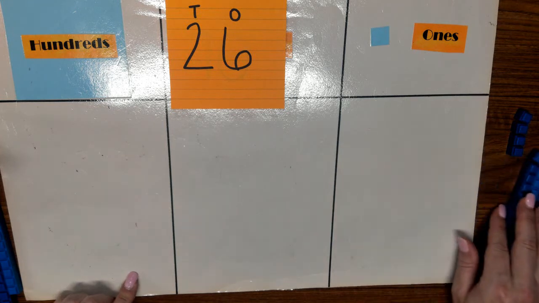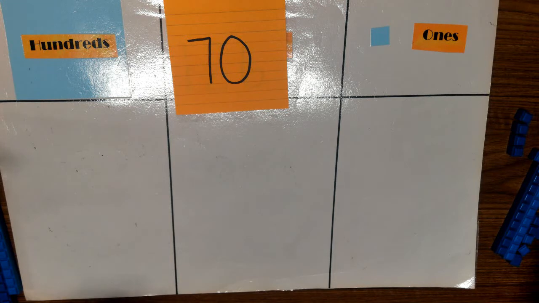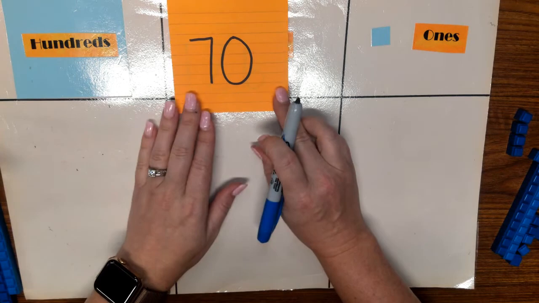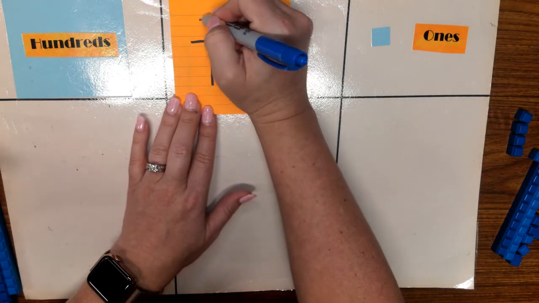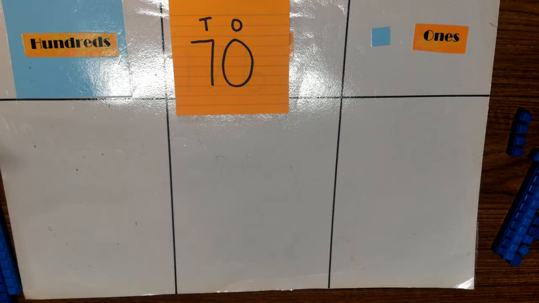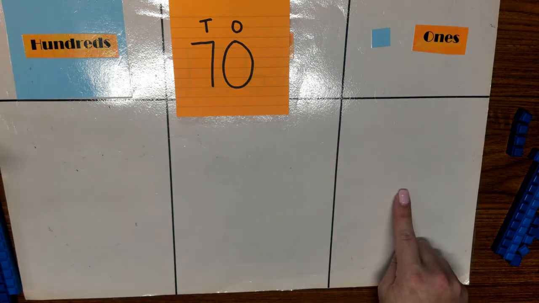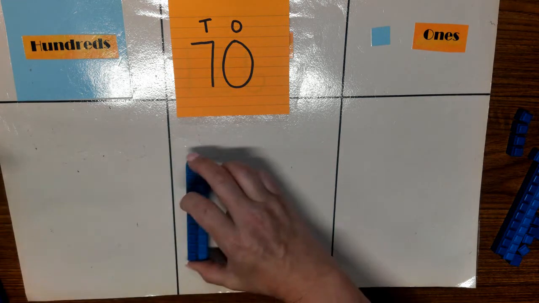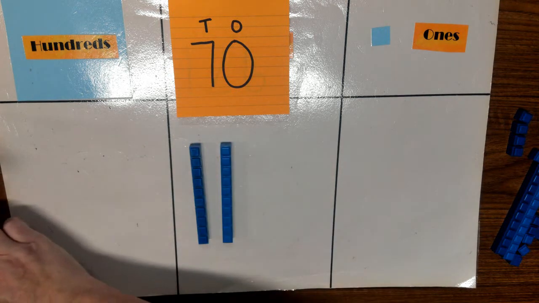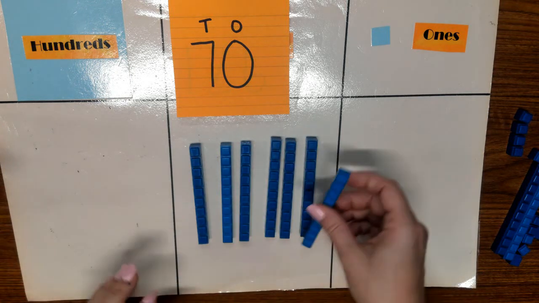All right, let's look at another number. This time, Miss Tucker is going to build the number 70. So again, I'm going to label my places. I have the ones place and I have the tens place. Okay, so I'm going to start in my ones, and I see the number 0, so I don't have to put any ones in my mat. So I'm going to go to the tens place and I see 7 groups of 10. So I'm going to say 1, 2, 3, 4, 5, 6, 7.